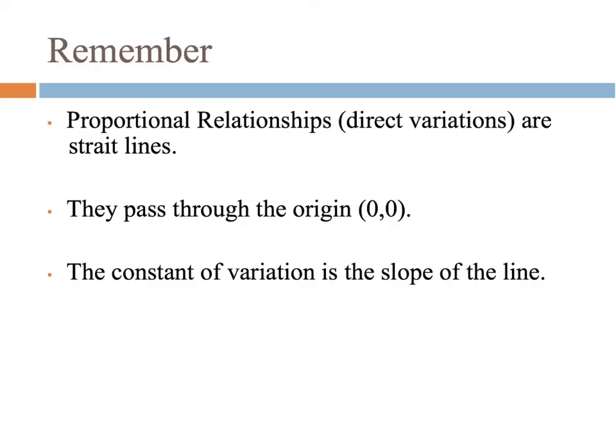So we'll start off with a quick reminder. Remember that proportional relationships, or direct variations, are straight lines. They're always going to be a straight line. They pass through the origin, so they pass through point 0, 0. And the constant of variation is the slope of that line. We'll use all three of those points when graphing our direct variations.